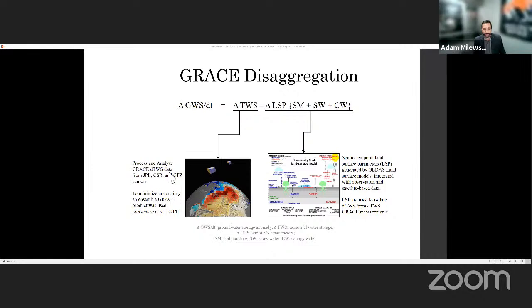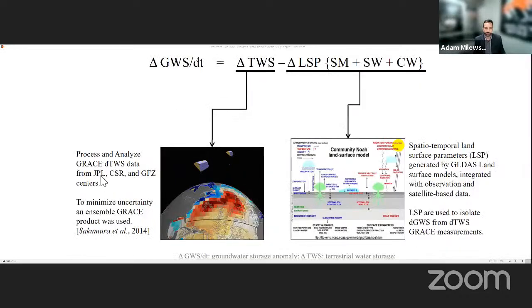So I already mentioned, how do we get total water storage? Well, we process and analyze GRACE data. And that comes, by the way, from 3 different centers. So 3 different places in the world process the GRACE data, and all of them are a little bit different. But ideally, you would just download all 3 and use a combination. That's what this paper suggests.